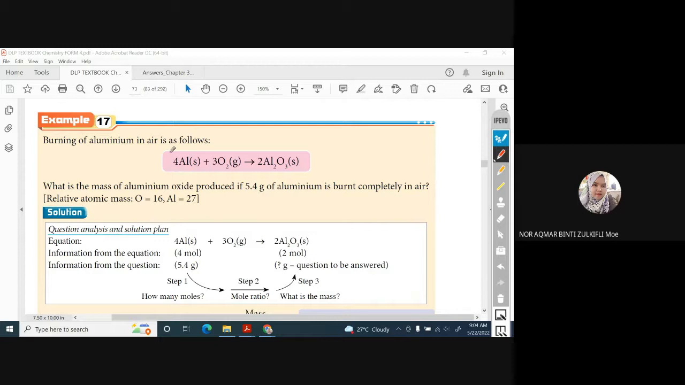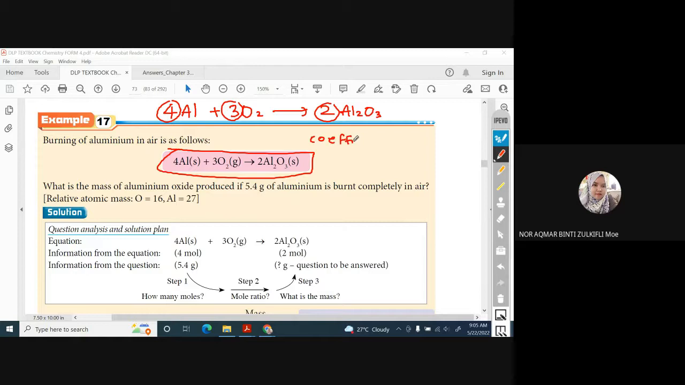Okay, so let's say we have here 4Al. Means kita ada 4 lah. Kita ada 4 aluminium. Okay, 3 oxygen gas. Okay, 2 aluminium oxide. Okay, so kita ada 4, 3, 2. This is coefficient. It means the number for every substance that we have here.